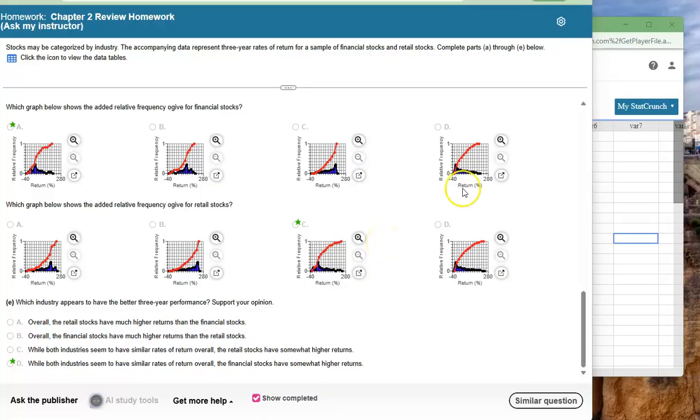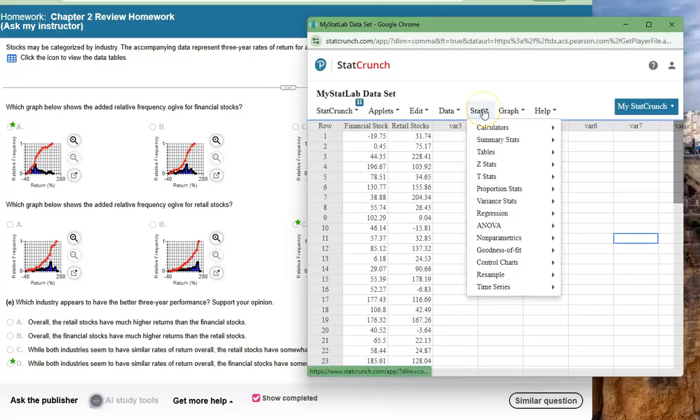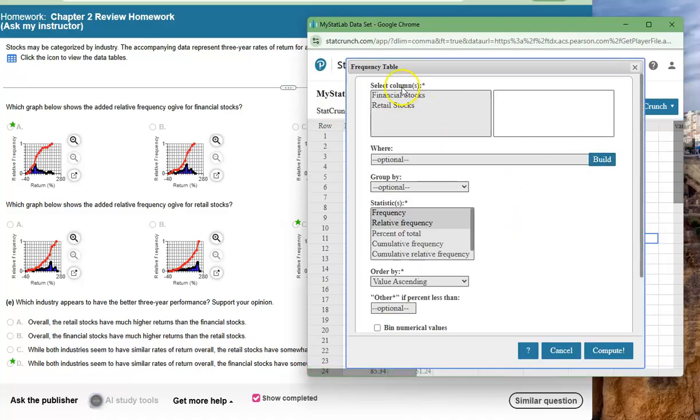Open up that data inside of StatCrunch, and we have the data here. So the first thing I want to do is go to Stat, Tables, and Frequency. We're going to look first at the financial stocks, and I have to remember that ogives are cumulative. So since this one is a relative frequency ogive, I want to find the cumulative relative frequency.